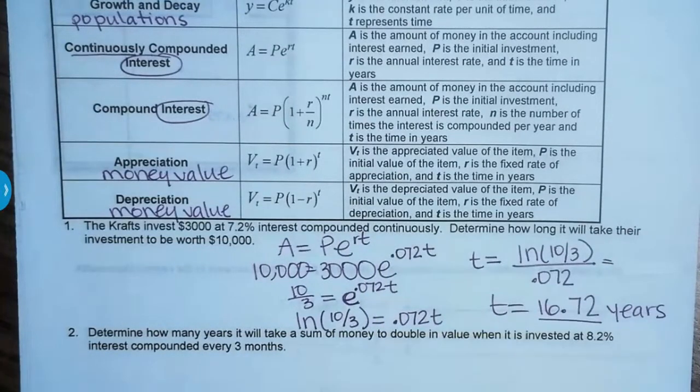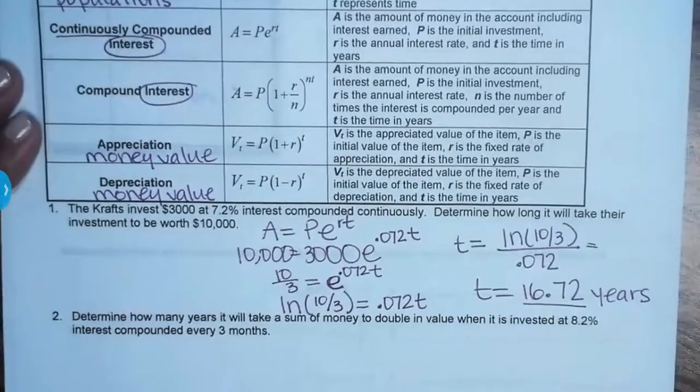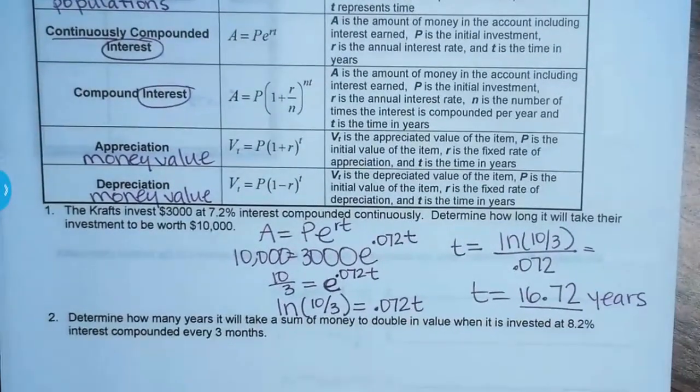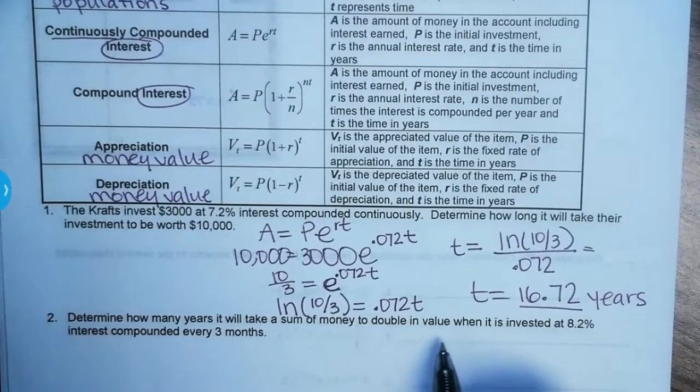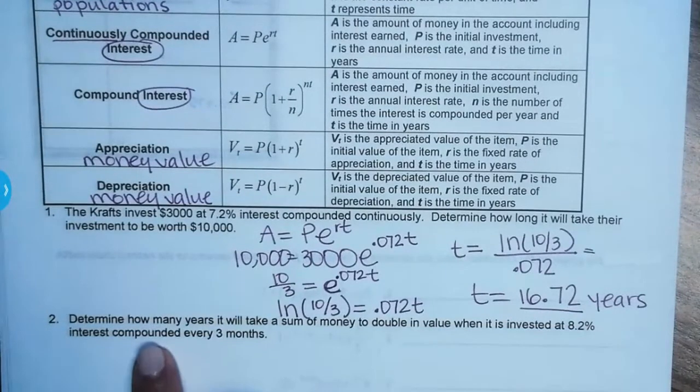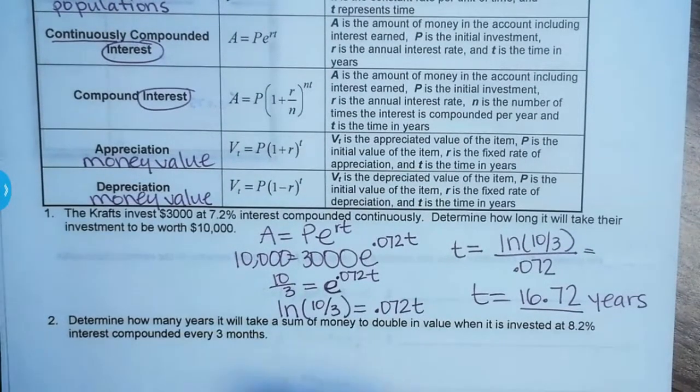So that's the main lesson for today. So let's keep practicing some more. Number two, determine how many years it will take a sum of money to double in value when it is invested at 8.2% interest compounded every 3 months.